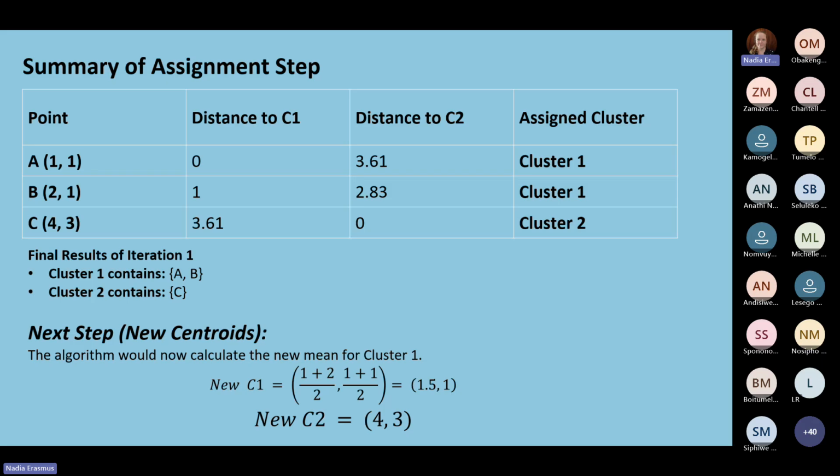Okay, so now we have a new cluster, so we can get a new centroid, especially for C1, because there are 2 points. So we're going to add the x's: 1 plus 2 divided by 2, so the mean or the average of the x's is 1.5. And the mean or the average of the y's is 1 plus 1 divided by 2, so it's 1. And centroid 2 has only one value, so we're just going to keep it. So it's 4.3. And then you can go and recalculate.